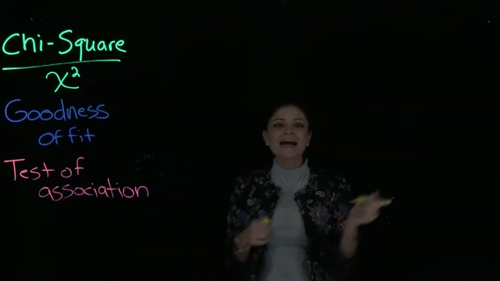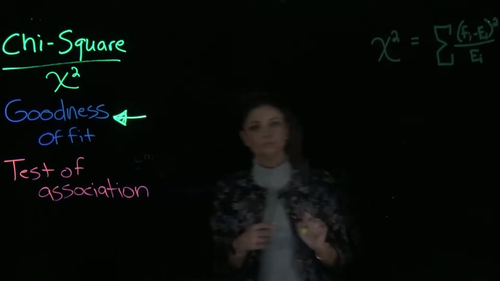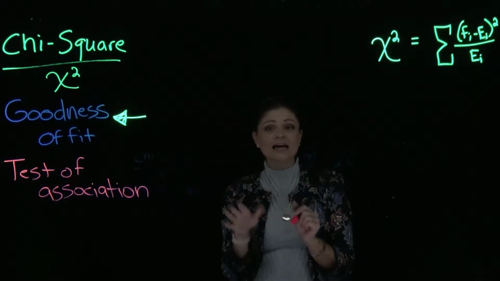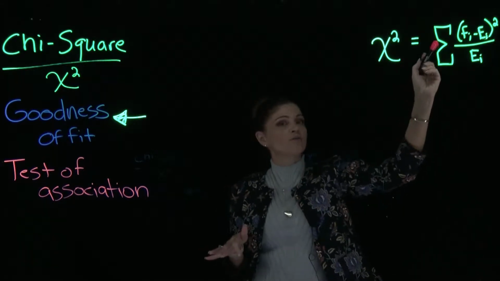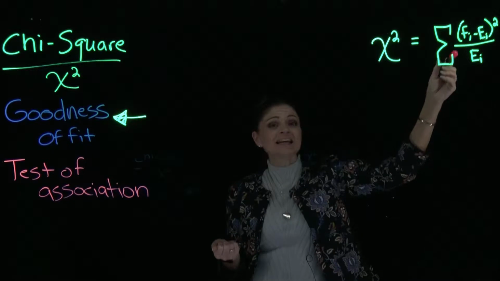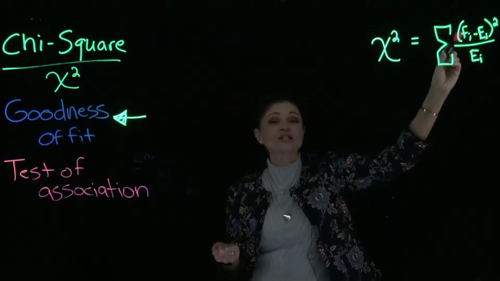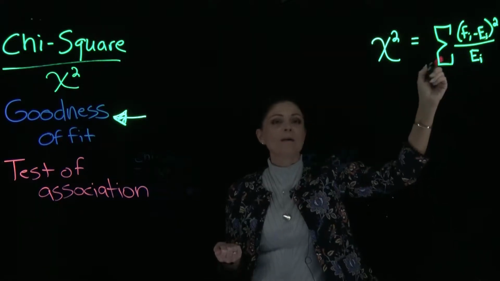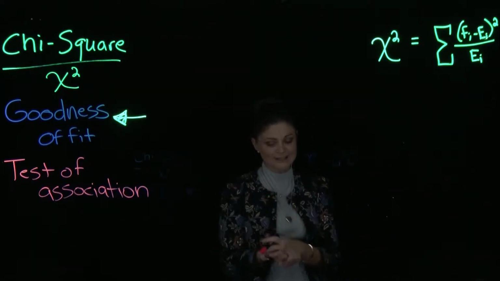We're going to start with our chi-square goodness of fit test. Our test statistic for the chi-square goodness of fit test is the summation of our observed frequency, which is denoted with f sub i, minus our expected frequency, which is denoted with a capital E sub i, squared, and divide all of that by our expected frequency, and add all of them up for each of our instances.